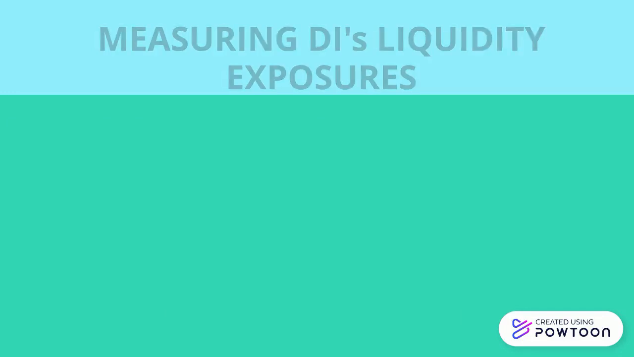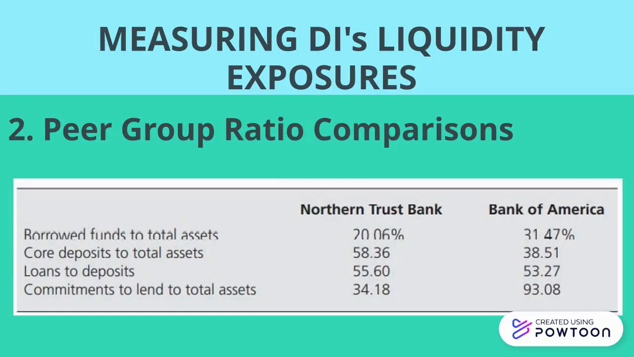Another way to measure a DI's liquidity exposure is to compare certain key ratios and balance sheet features of the DI, such as its loans to deposits, borrowed funds to total assets, and commitments to lend to assets ratios, with those of DIs of a similar size and geographic location.